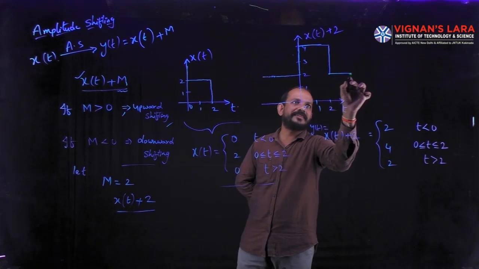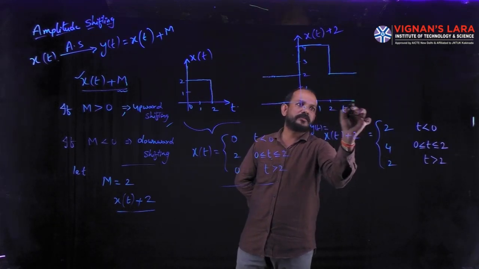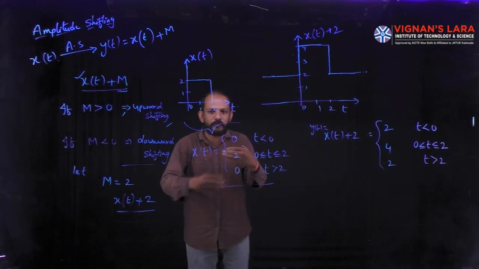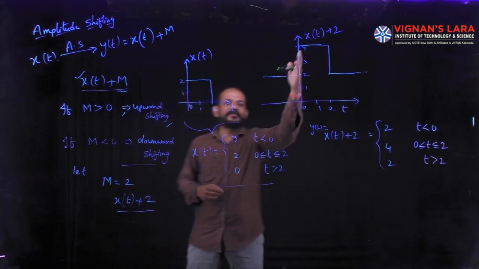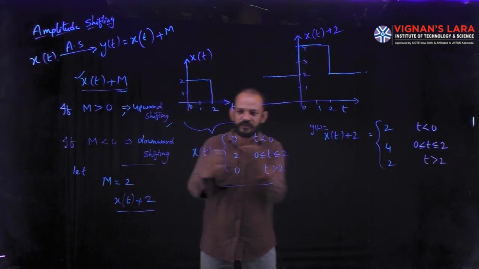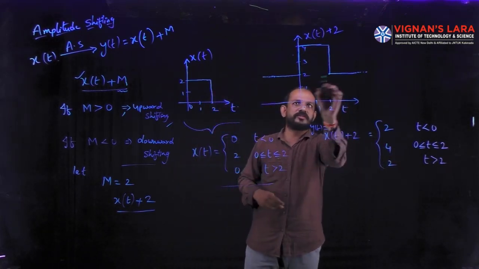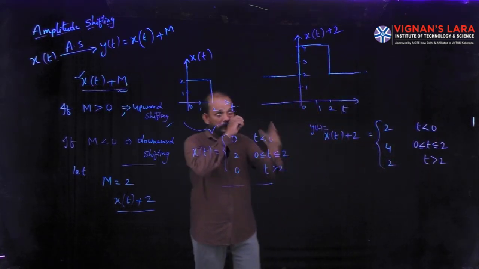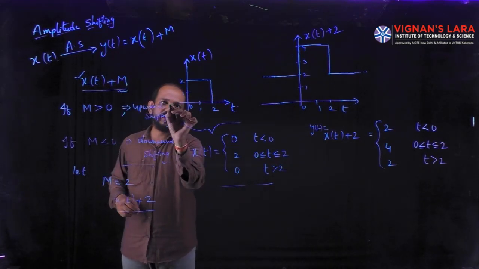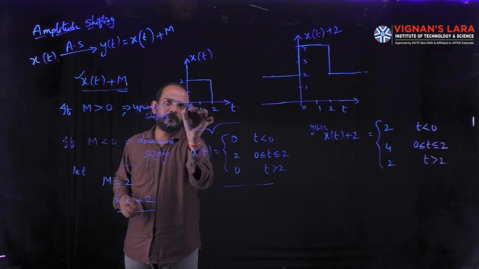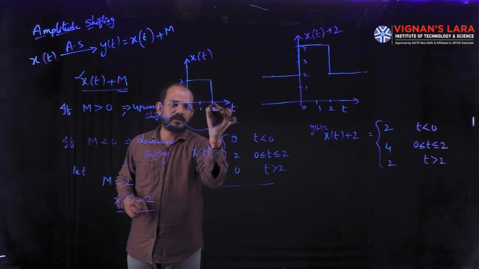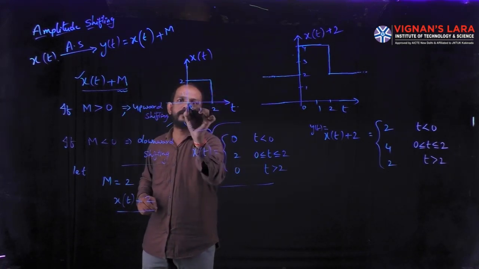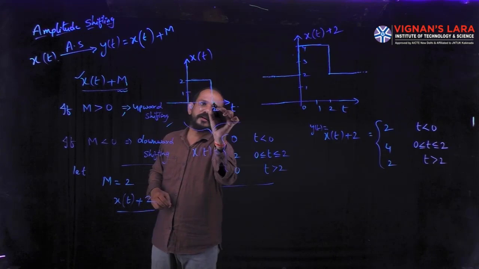And here we have to draw like this. For t greater than 2, that is 3, 4, 5 and so on, the value of x of t plus 2 is nothing but, since x of t is 0 in this case, 0 plus 2, which is 2. So from here onwards, it goes on with 2. So see, actually this is the signal, if you observe clearly, this is the input signal.